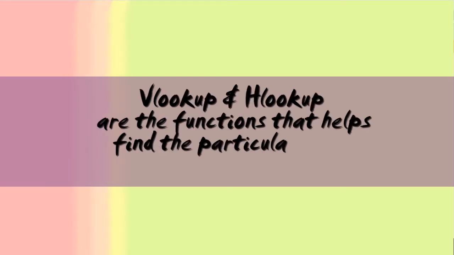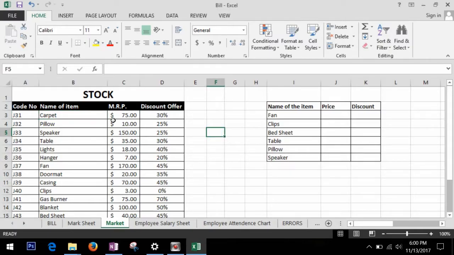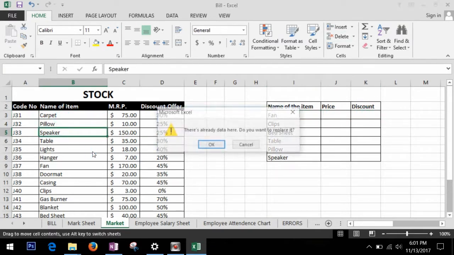The Vlookup and Hlookup are the functions that help find a particular value in a large range of rows or columns. Suppose we have this data. Here we have the code number, name of item, MRP and discount offer. And we want to write the price and discount from this data.